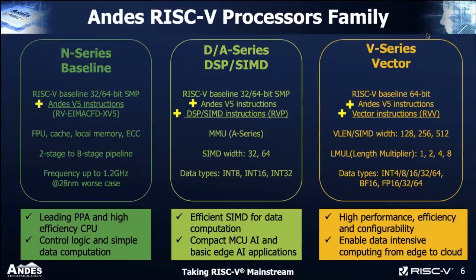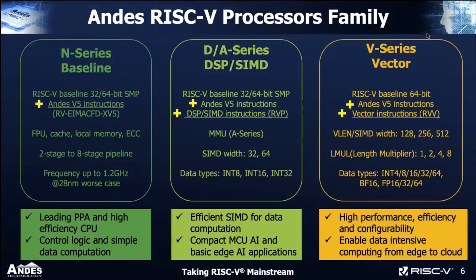Lastly, we have the vector series processor. Now this is as we're adding on to the base and also the SIMD D-series. And now we introduce the RISC-V vector extensions. These are configurable, and configurability is key to fit in many different spaces. So VLEN is 128 bits, 256 bits, or 512 bits, depending on the application.